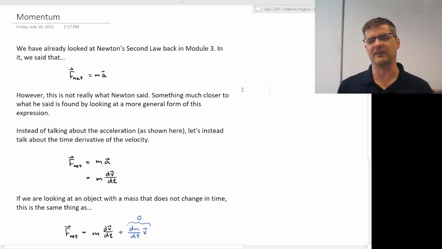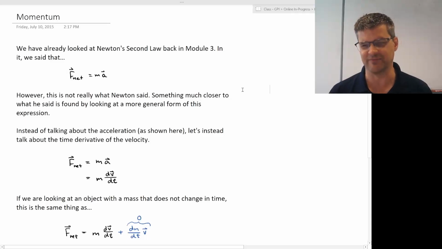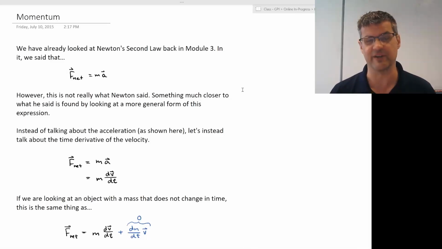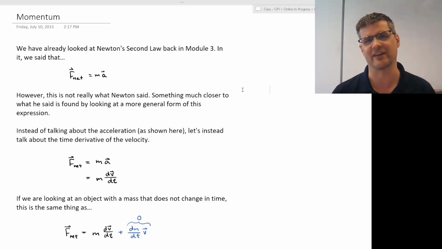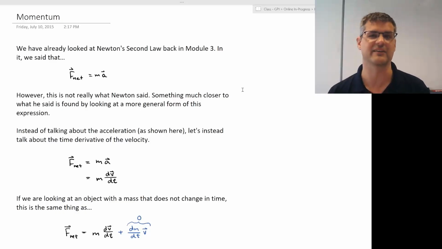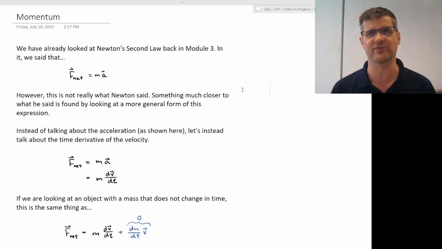And we see that if you really trust Newton's second law, something that we looked at back in Unit 3, it said that the net force on some object is going to lead to that object's acceleration. And if you know the mass of that object, you can figure out what the acceleration is going to be. But the way we looked at Newton's second law back in Unit 3 is not really what Newton said. What Newton actually said is something much closer to a different quantity. So I'll get there in just a little bit.